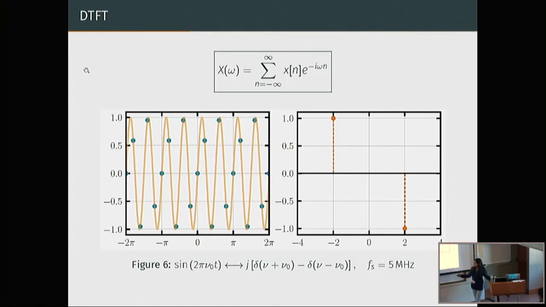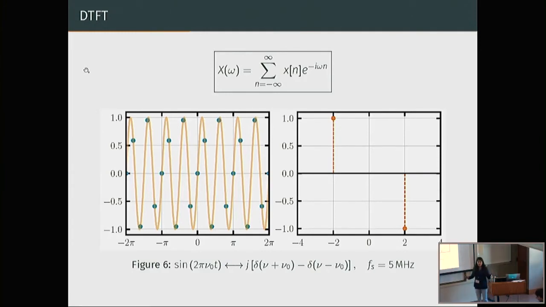So if I take the sine wave, and that is Nyquist sampled at 5 Hertz, I reconstruct back the 2 delta functions of that sine wave that we saw even in the continuous case. So all is well and good. We can Fourier transform a sampled function as long as it's Nyquist sampled.